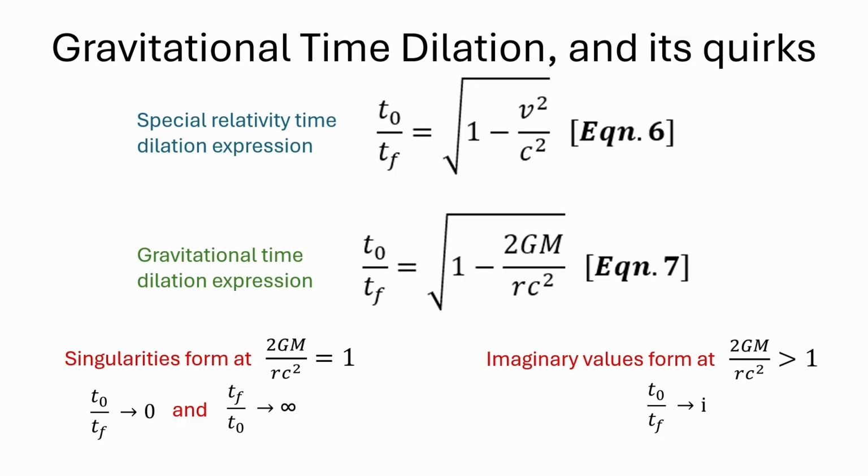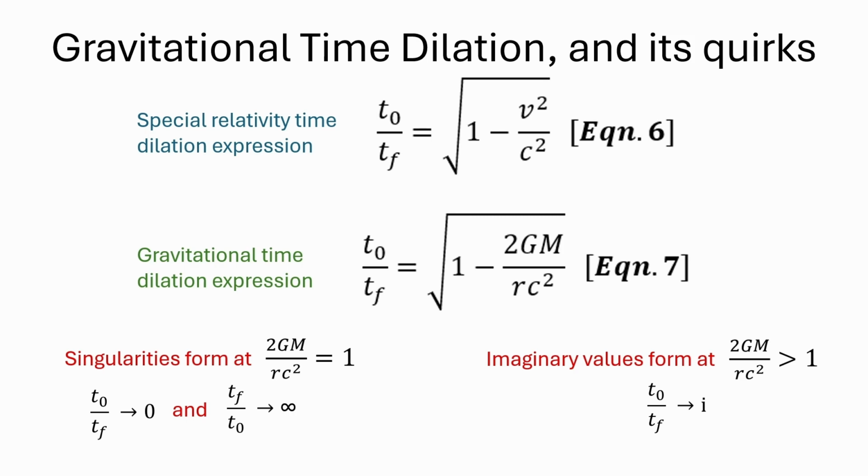Taking a look at this expression, we can very quickly see that there are potential issues that can arise, specifically when 2GM over Rc squared is equal to 1. So when v squared over c squared is equal to 1, the ratio of t0 over t final goes to 0, and t final over t0 blows up to infinity. So once again, that's a singularity. And to elaborate a little further, t0 over t final is just the ratio at which time contracts or dilates, depending on your convention.